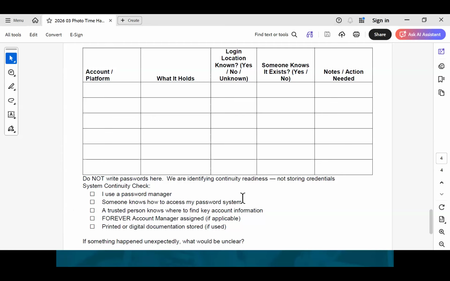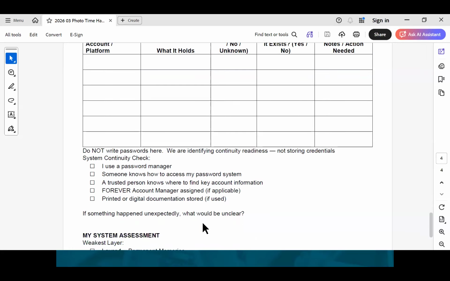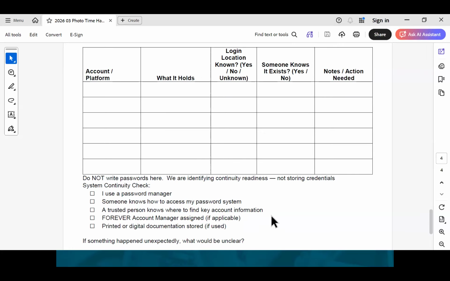And then there are some additional questions in here on the bottom that are more general, like I use a password manager. Someone knows how to access the password system. A trusted person knows where to find the key account information. If you have a forever storage account, that you do have an account manager assigned, and that you've printed or you've got some type of documentation stored for this. And if something happened unexpectedly, what would be unclear to other people? And consider where we might need to take some action steps.